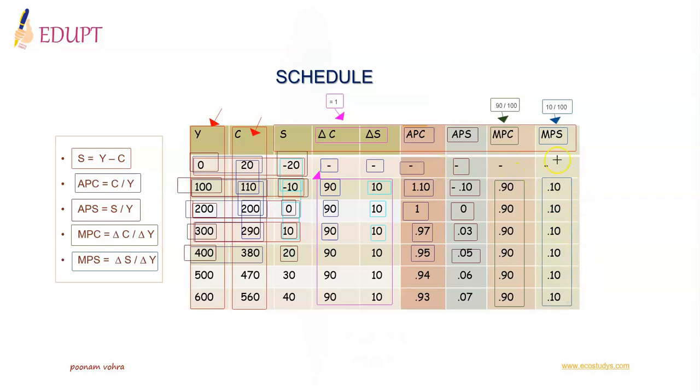This also establishes the relationship that MPC plus MPS is equal to 1. One can establish that in each case. So with this numerical example, all the relationships can be verified.